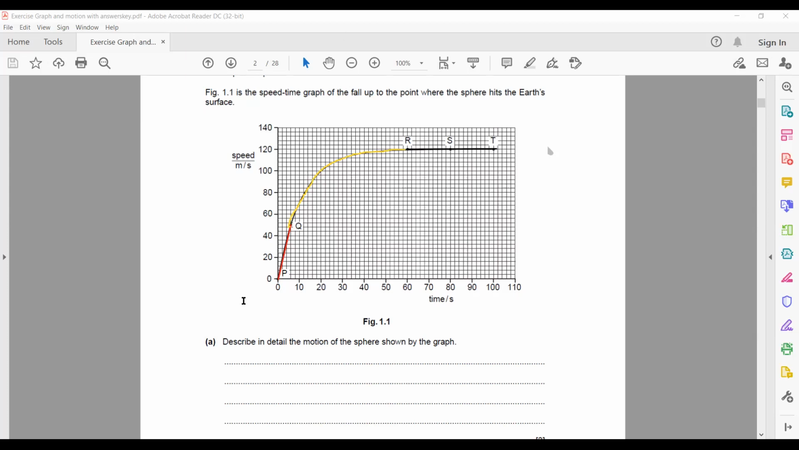So first, what is happening from P to Q? And keep in mind, it's a speed time graph, so we use the term acceleration. So from P to Q, what is happening? Yes, it is accelerating and it is having a constant acceleration. So better use the term whether acceleration is changing. So it is constant acceleration. What is happening from Q to R?